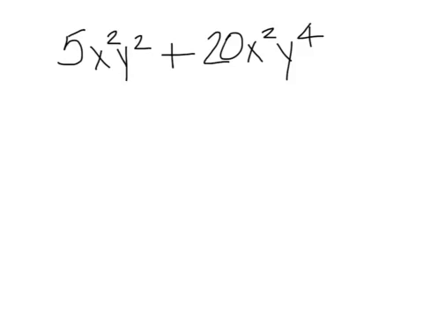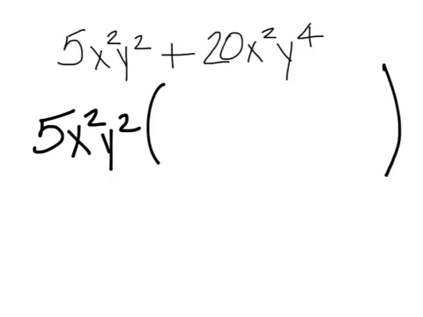What is the highest number that comes out of 5 and 20? 5, yes. What's the lowest power of x in there? X to the second. Lowest power of y? Y to the second. Now, 5 times something is 5. What is that? 1. X to the second times something is x to the second. 1. Y to the second times something. 1. What do I write?